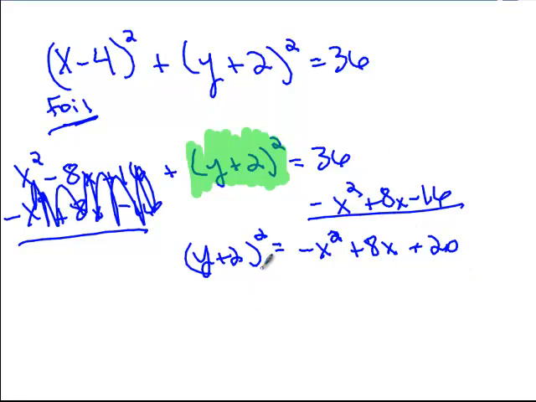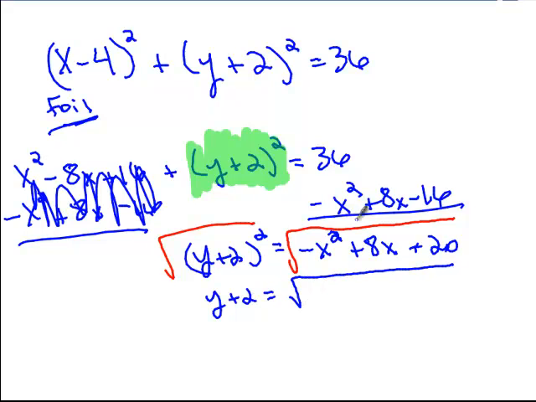Now watch this. I need to solve for y. Y currently is in these parentheses being squared. I need to get rid of that squared. So what I'm going to do is take the square root of both sides. When I do that, I get y plus 2 equals the square root of, and we're not going to try and find the square root of this. We're just going to leave it as it is. Okay? It looks really weird, and you might be a little bit confused, but just go with it.